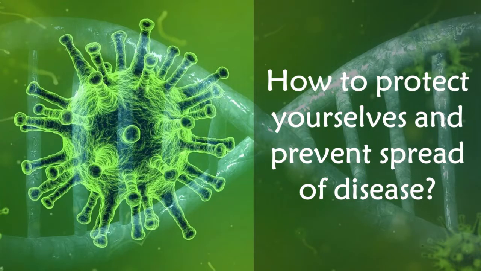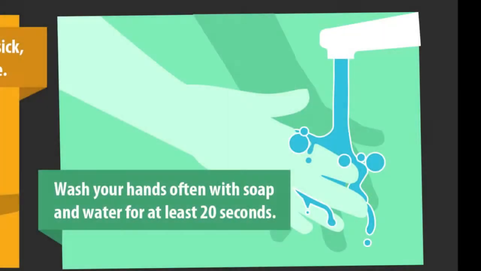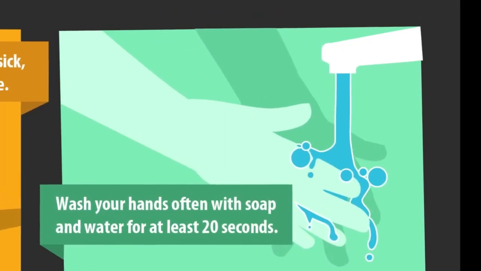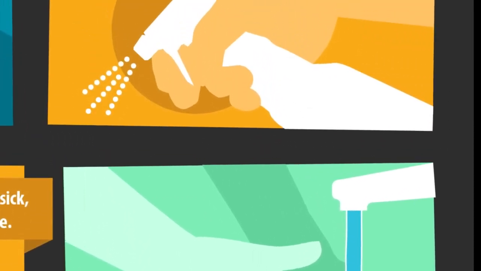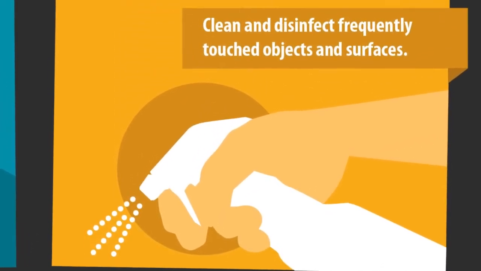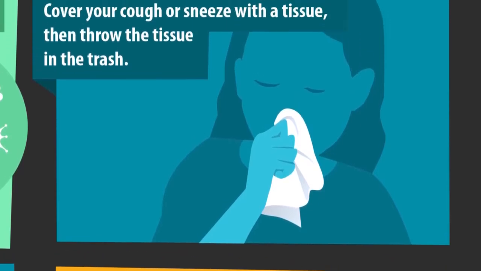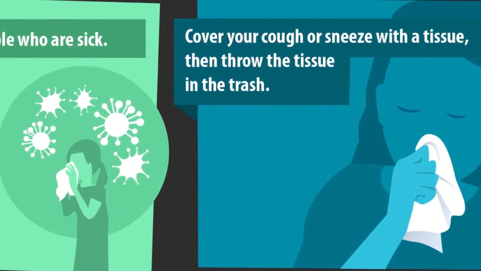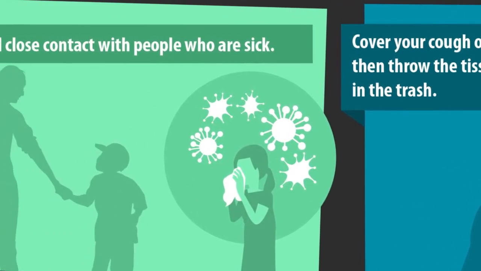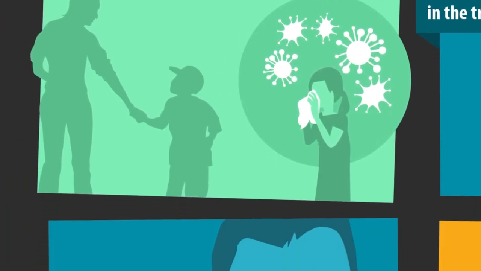Now let's see how to protect yourself and prevent the spread of the disease. Regularly and thoroughly clean your hands with an alcohol-based hand rub or wash them with soap and water. Maintain at least 1 meter or 3 feet distance between yourself and anyone who is coughing or sneezing. Avoid touching eyes, nose, and mouth.